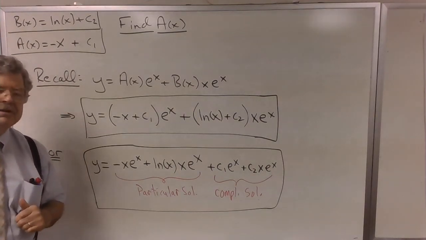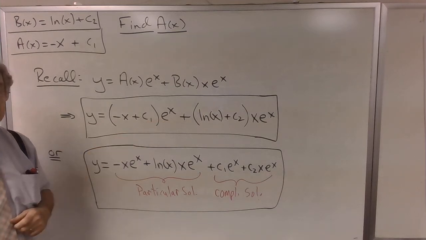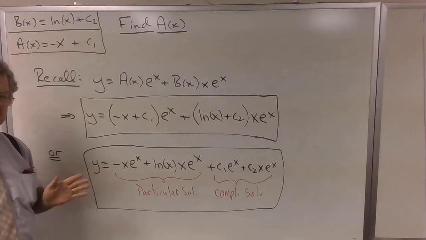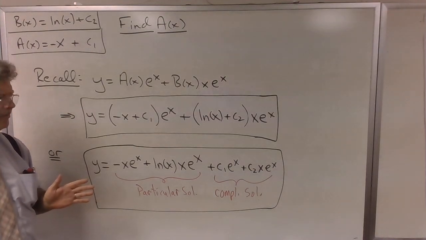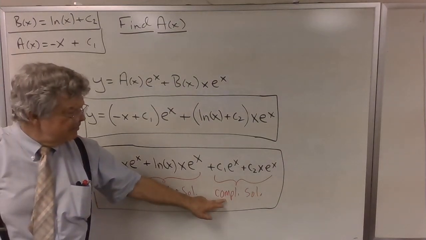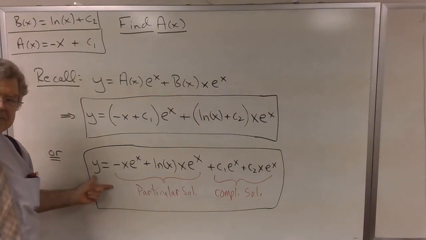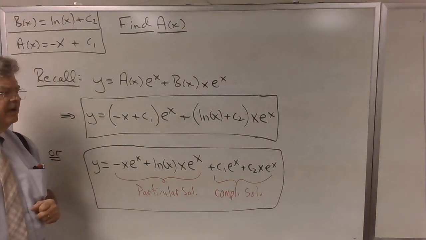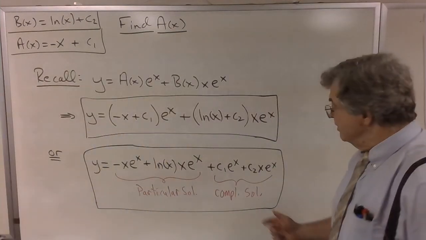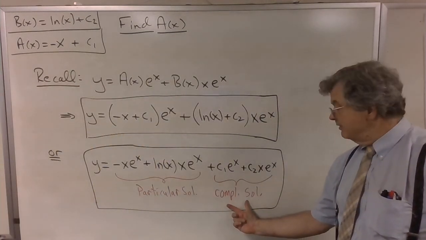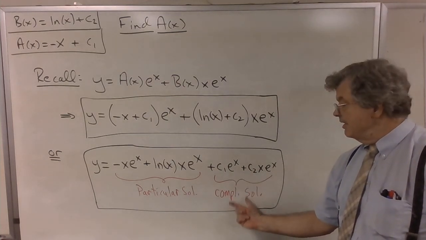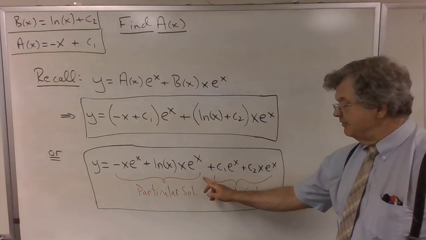Now, as far as an answer goes, this is fine. But we wanted to keep in mind that even if we use variation of parameters, when we use the technique to take the complementary solution and turn it into the general solution, we do that partly because we know that the general solution is going to contain the complementary solution. And this was our complementary solution. And notice that it is a part of our general solution.